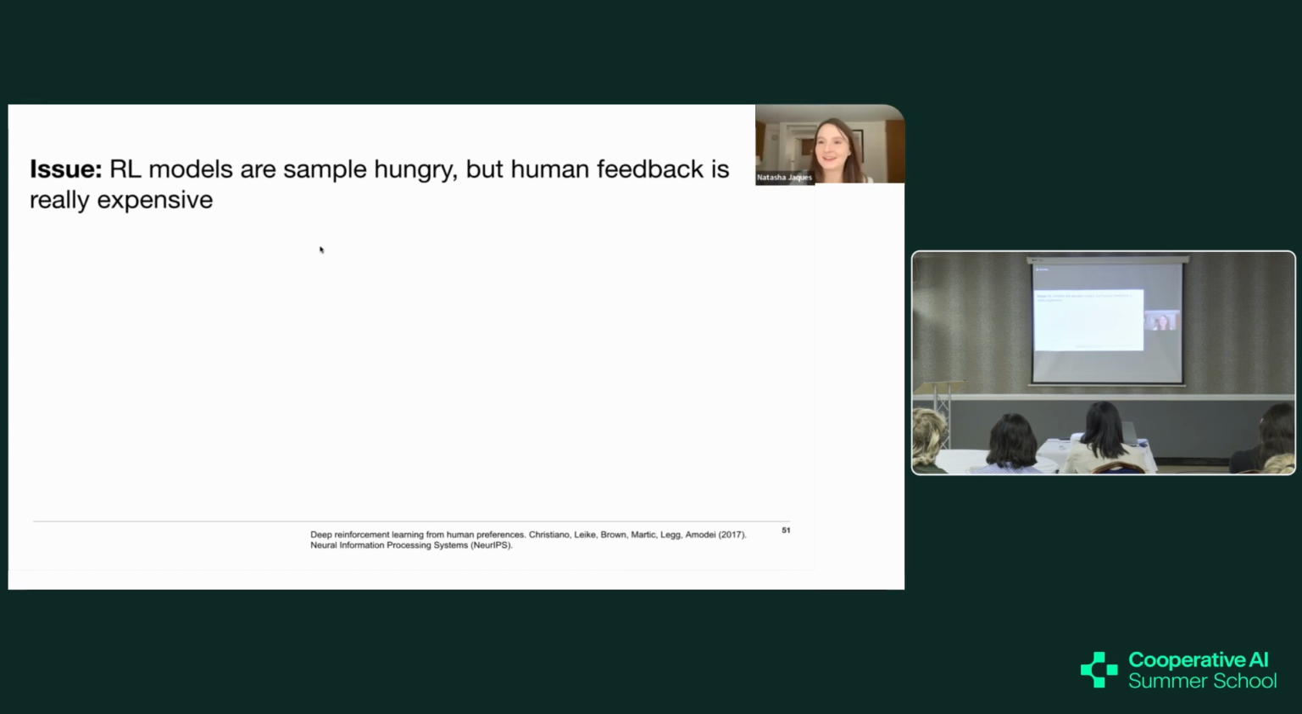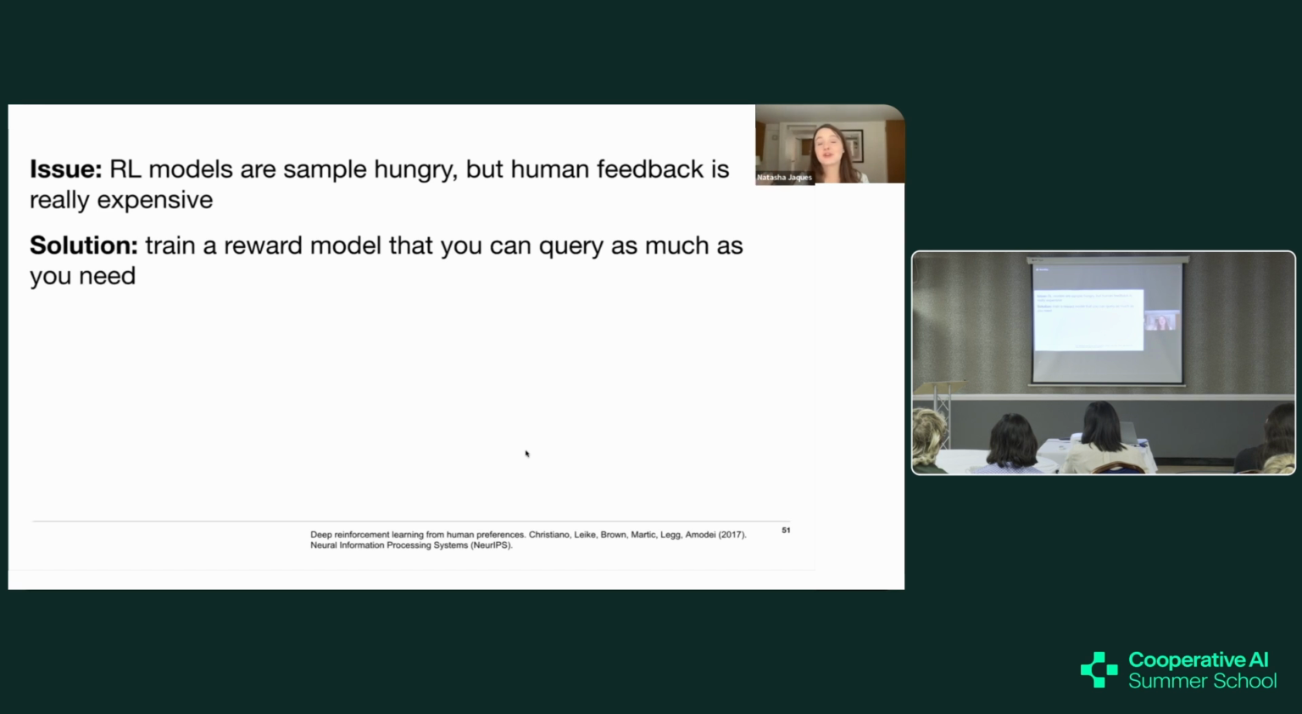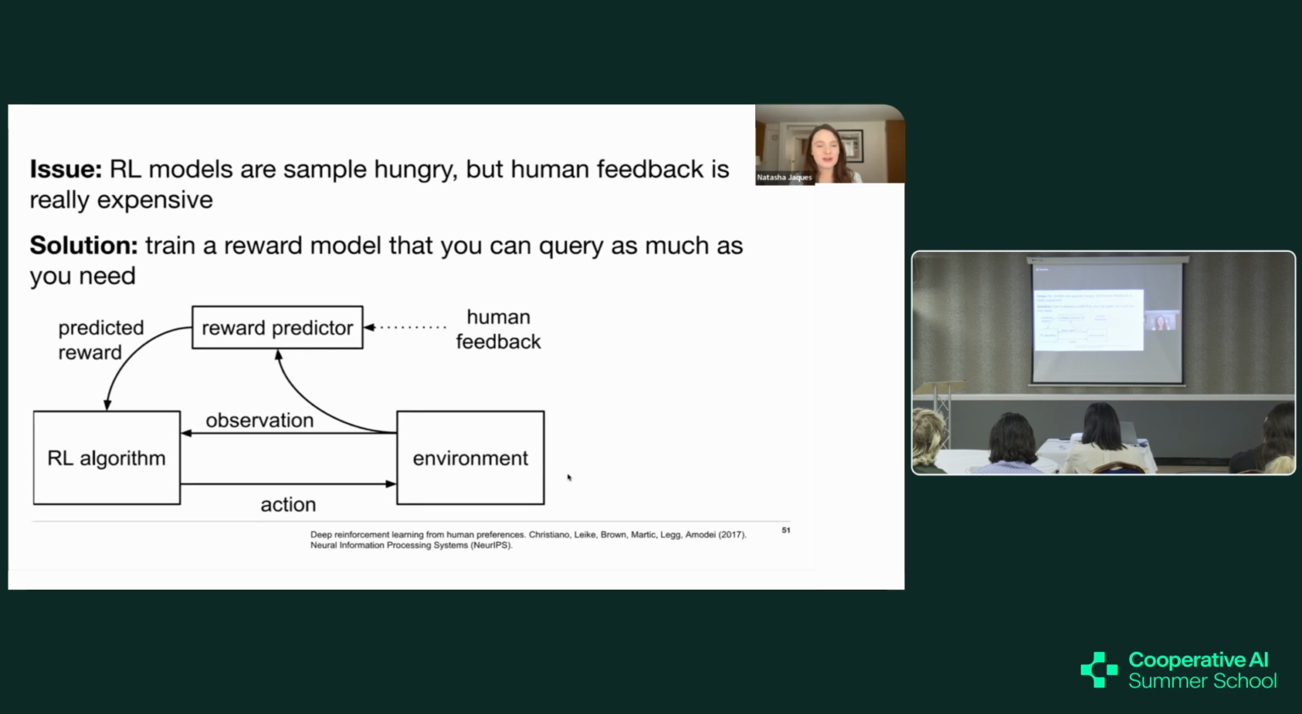Boom. Okay, exactly. So what we can do is train a reward model based on the human feedback that you can query as much as you need. So what we're going to do is insert this reward predictor, which we've trained with human feedback. And our RL algorithm is going to repeatedly interact with the reward predictor. And now we can do the whole RL loop in simulation, where the reward model is standing in for the human.